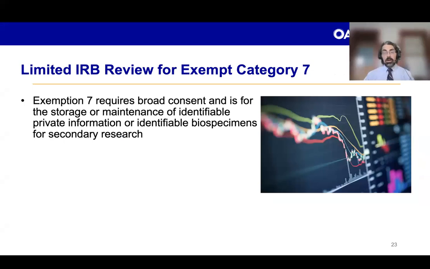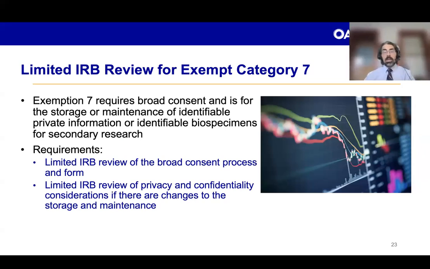Exemption 7 requires broad consent, and this is again for secondary research. So said differently, this category cannot be used for primary research. Category 7 is for storage and maintenance of identifiable materials for unspecified secondary research with broad consent. A limited IRB review is conducted to examine privacy and confidentiality protections, as well as to look at some aspects of broad consent: that broad consent was properly obtained, and that the consent is documented, or that the documentation is waived accordingly.